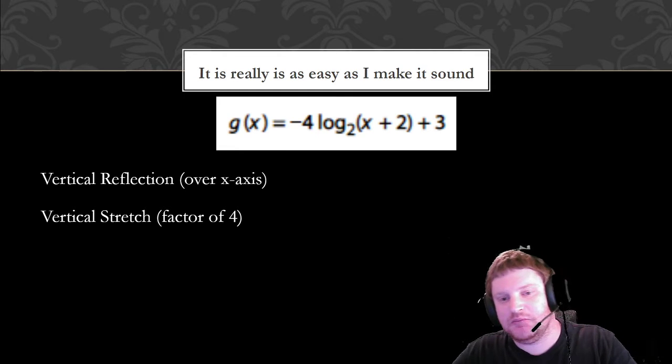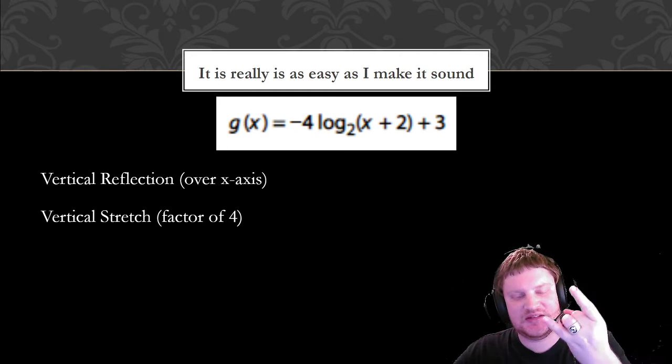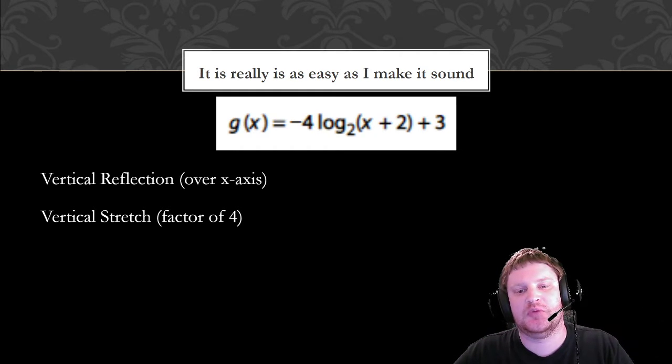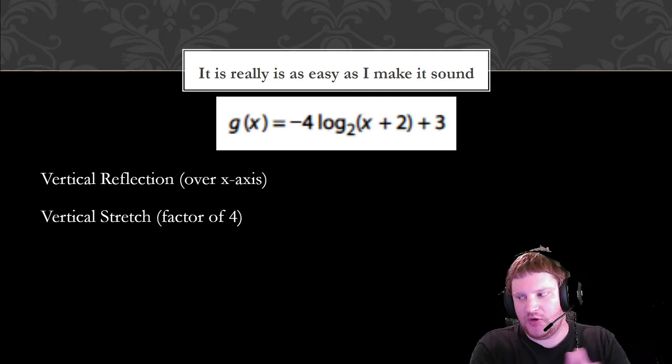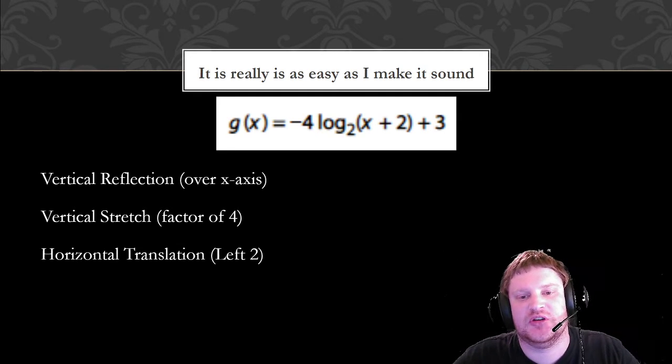Next thing I see a plus 2. That's on the inside. That makes it horizontal. It's addition. That makes it a translation. Remember, it's inside the parentheses, so it's backwards and stupid. You would think that plus would go right, so it's going to go left instead. Horizontal translation, left 2.